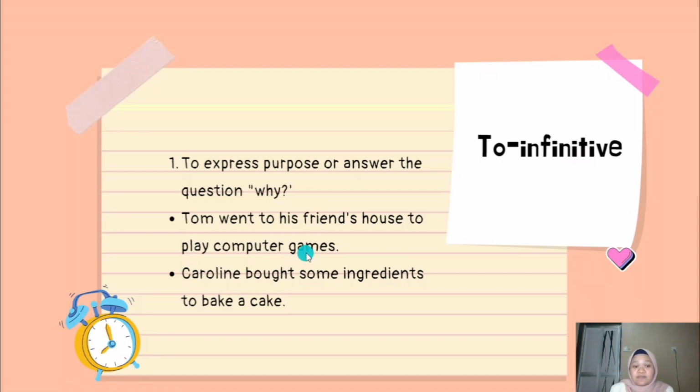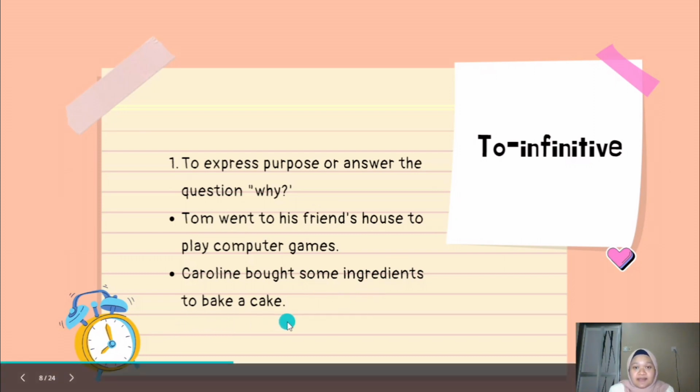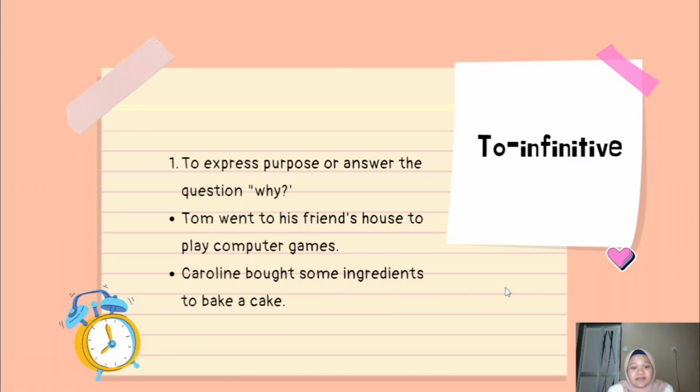So, example, the first one. Tom went to his friend's house to play computer games. So this one, he expressed the purpose of why Tom went to his friend's house. Second, Caroline bought some ingredients to bake a cake. Right? So that is the first example of the to infinitive. Don't worry. Let us see the next slide.